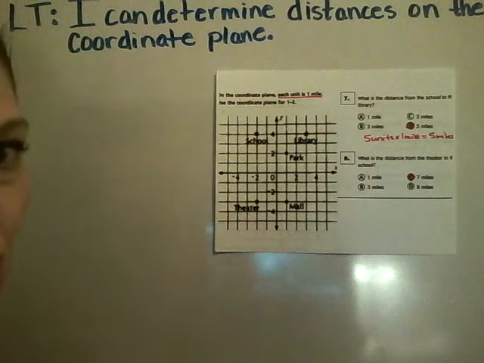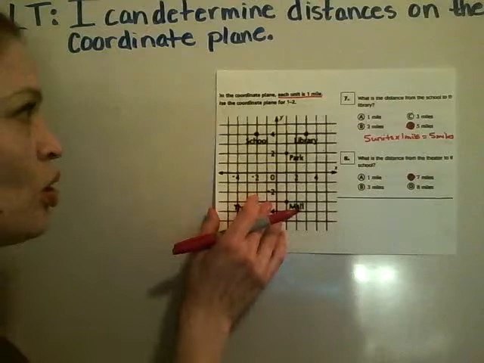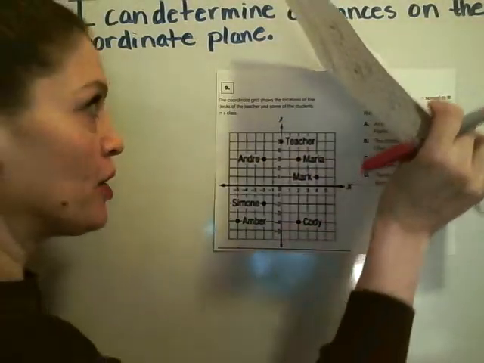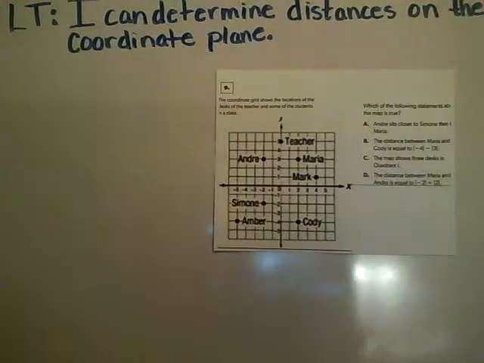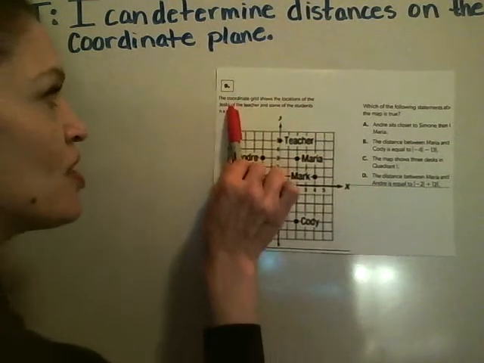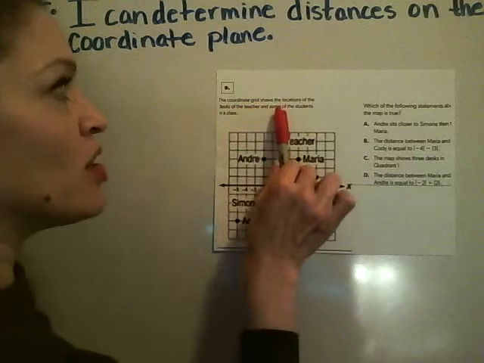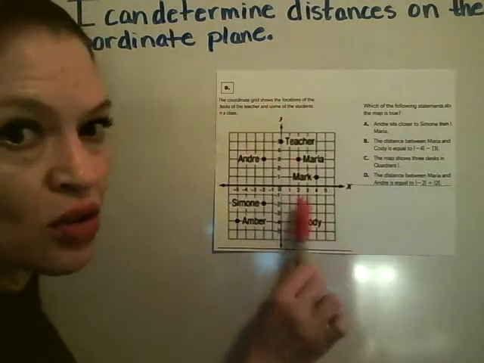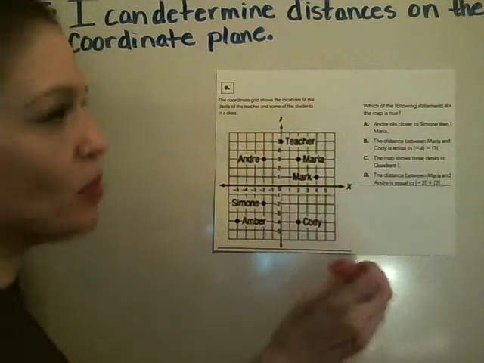Now, the next one might cause you a little bit of trouble because we have a lot of comparing to do. So go to number 9 on your page. Okay, so the coordinate grid shows the locations of the desks of the teacher and some of the students in a class. This is not all the students in a class, it's just some of them, all right?